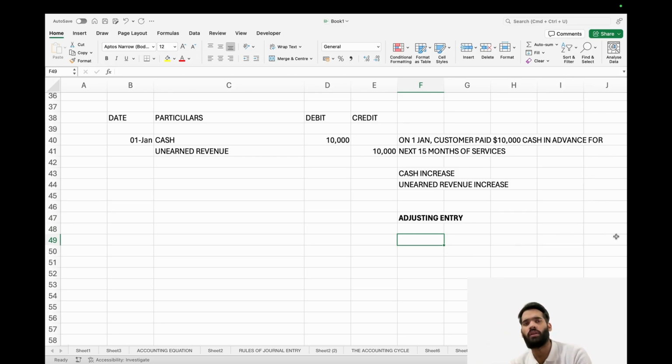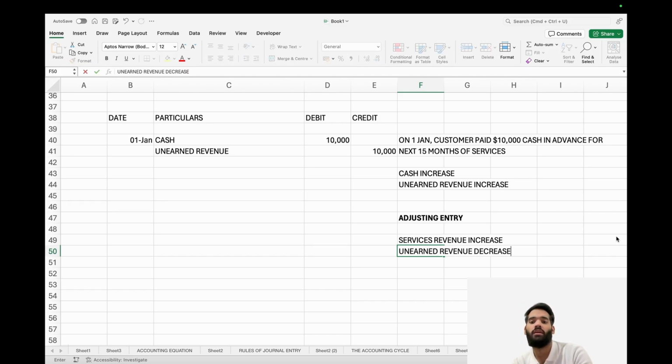Because you have done the work, now it's your revenue, because that's what we talked about. Revenue should be recorded when earned, meaning when you've done the work. So here we'll say service revenue, since this money was for services, will increase, and the unearned revenue account will decrease, since some of the unearned revenue has now been earned, right? It's no longer unearned. Okay.